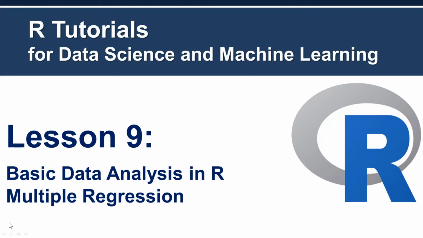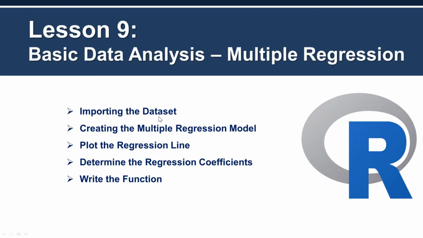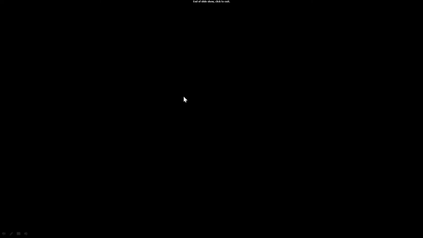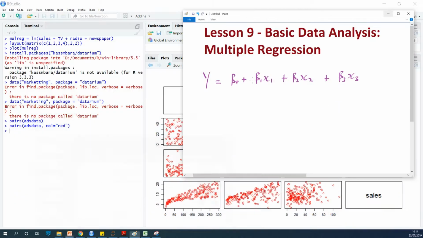As you know, I'm Kingsley the Genius, and today we are going to continue with lesson 9 of our R tutorial for data science and machine learning, and we are going to just get started. Meanwhile, this is what we are going to be covering: multiple linear regression. I'm going to end this presentation and let's get started.